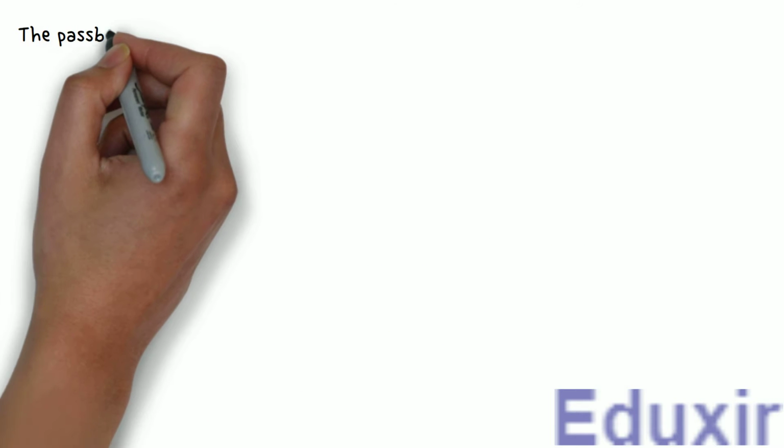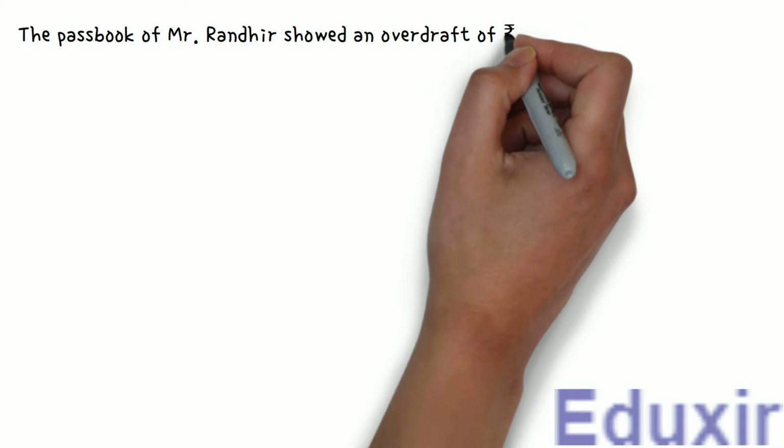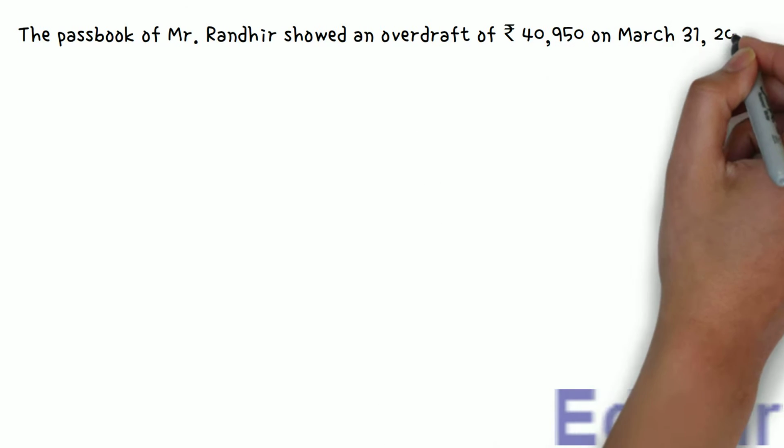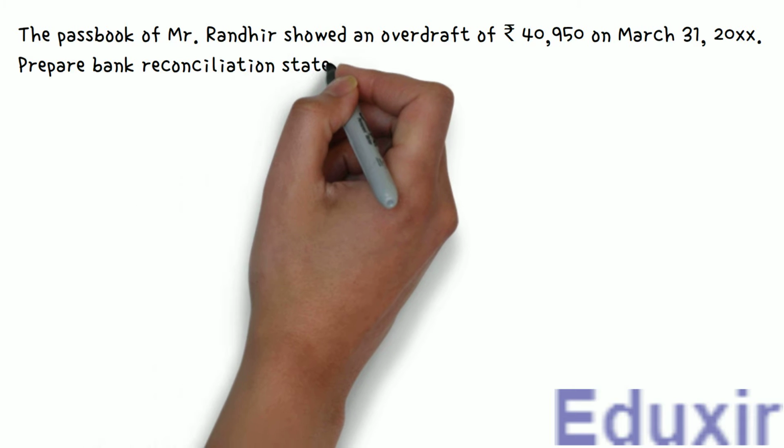The passbook of Mr. Randhir showed an overdraft of 40,950 rupees on March 31st, 2000 plus. Prepare bank reconciliation statement on March 31st, 2000 plus.